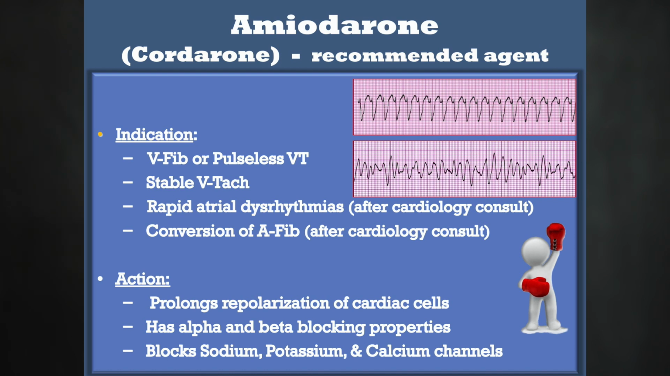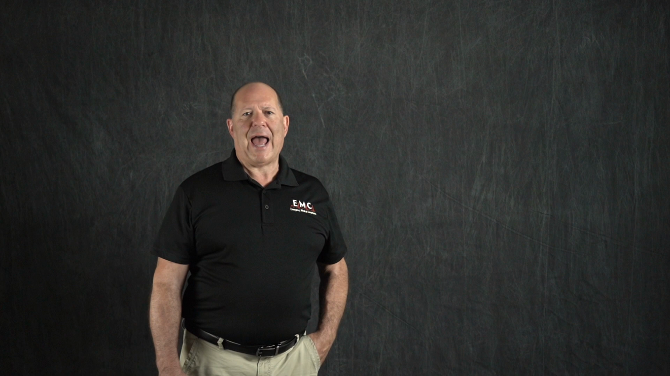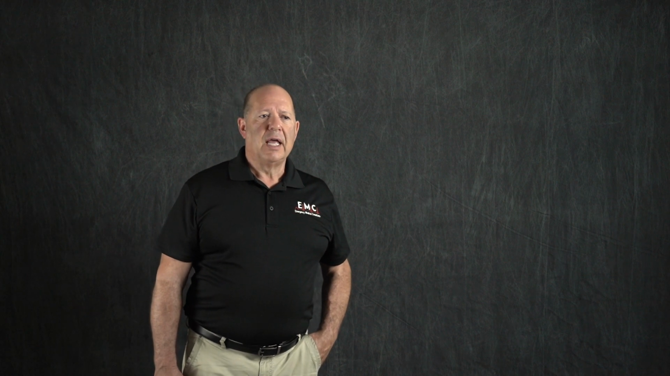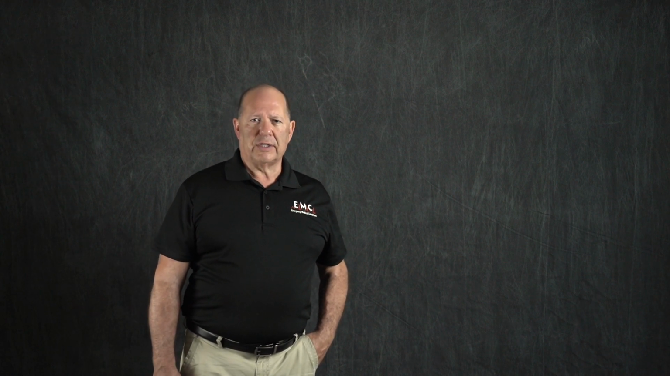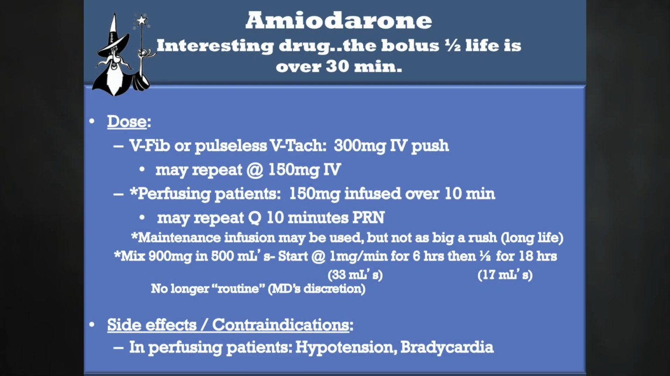But in the ACLS world, we say we mainly are using this for ventricular fibrillation or ventricular tachycardia, whether with or without a pulse. So remember that this drug lasts a long time. It has a bolus half-life of greater than 30 minutes, and dosing on this works like this. The initial dose in cardiac arrest is 300 milligrams IV push.